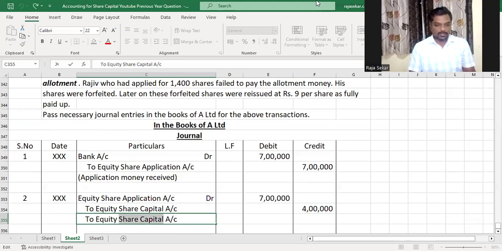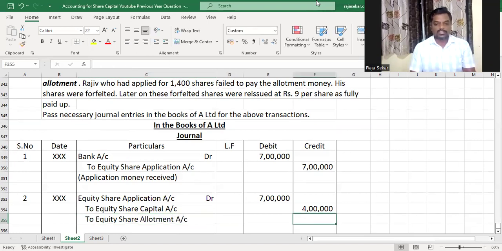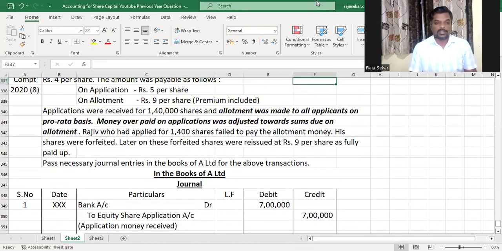And the remaining amount has to be computed and compared with the allotment money due. It has to be taken to equity share allotment account because the question says that the excess application money has to be adjusted towards sums due on allotment. The excess application money right here is 7 lakh minus 4 lakh, which is 3 lakh. Am I right, my dear children?